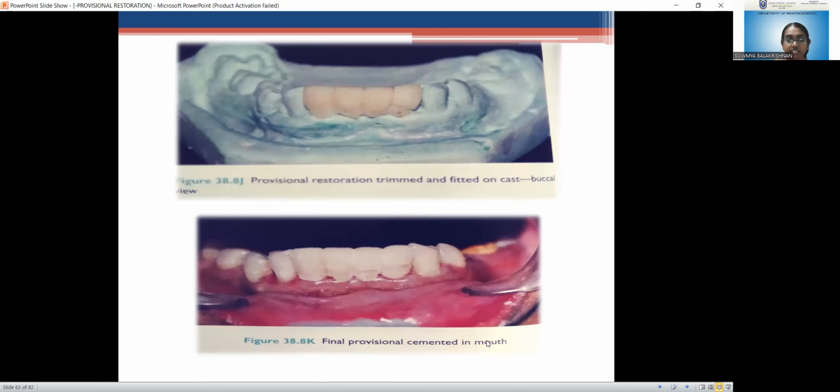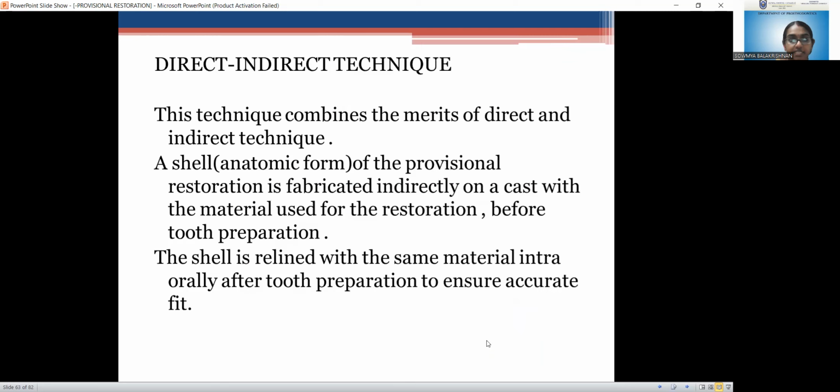Everything is done extraorally on the cast. Only the cementation part we are doing inside the patient's mouth using a temporary cement. So all the fabrication part is made extraorally on the cast, so we call it an indirect technique.